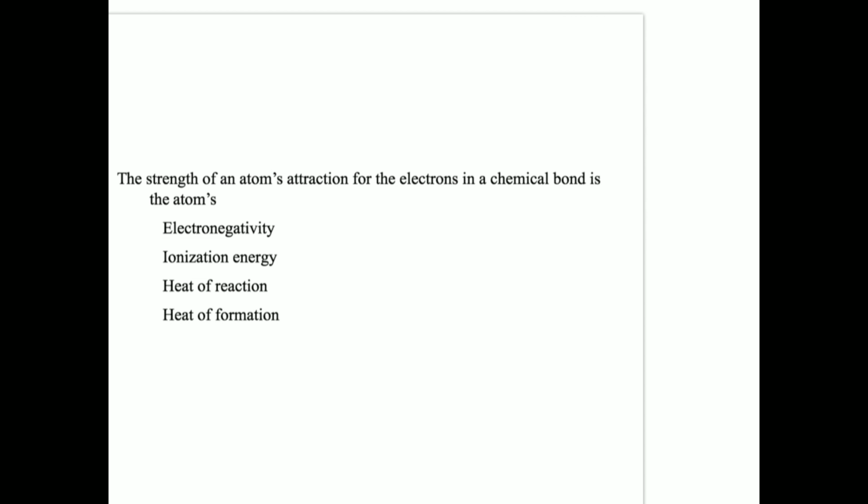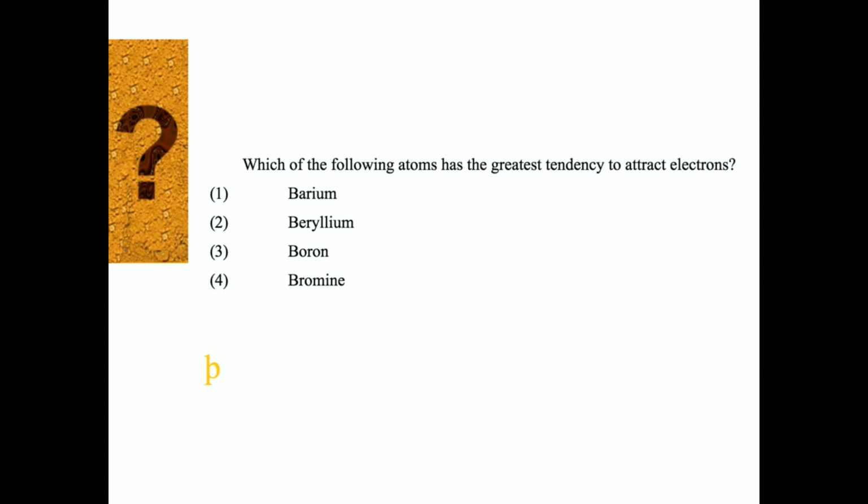Look at this practice Regents question. It asks you to identify an atom's attraction for electrons in a chemical bond. Of course, you know this is the definition of electronegativity. Now it is your turn to try one question on your own. Make sure that you're looking up data on reference table S.